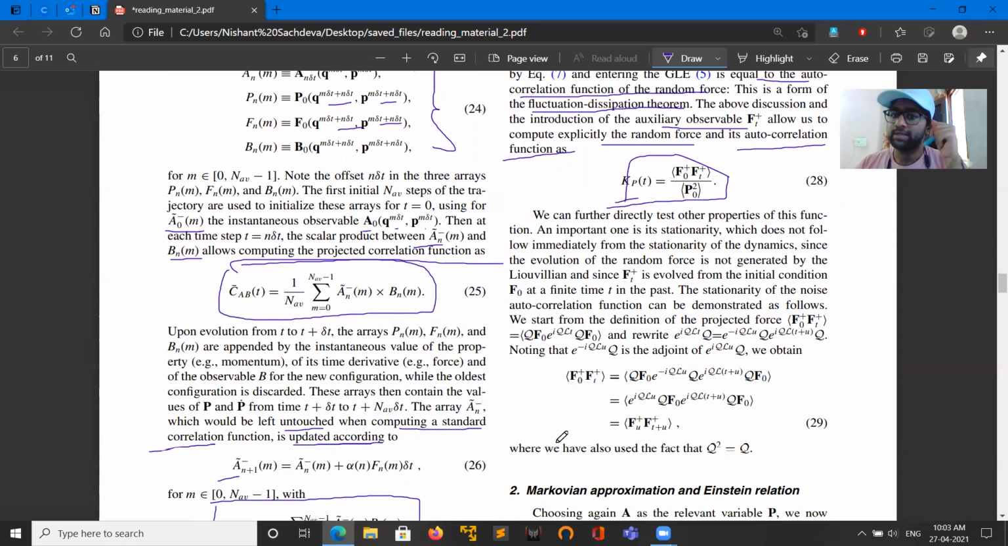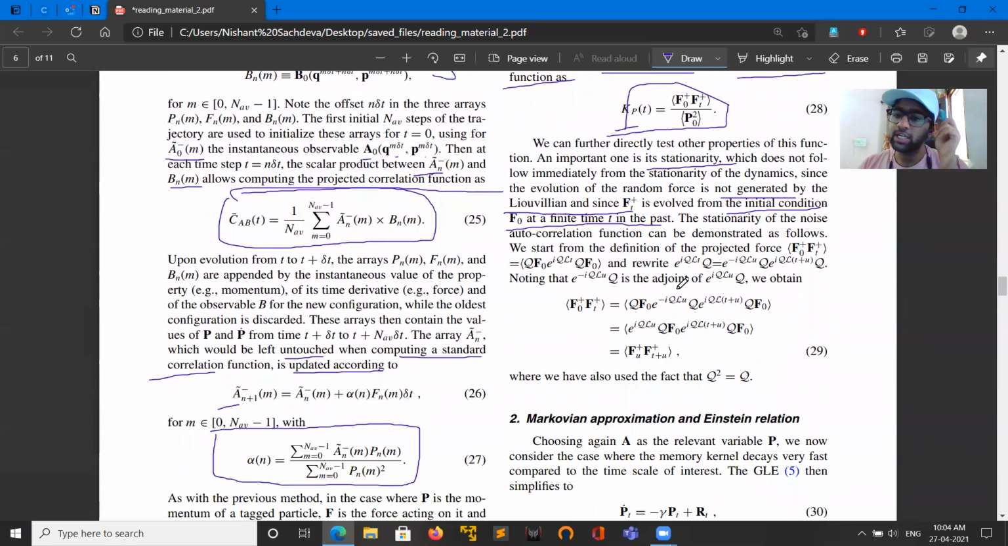We can further directly test other properties of this function. How? An important one is its stationarity, which does not follow immediately from the stationarity of the dynamics. Why does it not follow? Since the evolution of the random force is not generated by the Liouvillean, and since F_t^+ is evolved from the initial condition F_0 at a finite time t in the past.